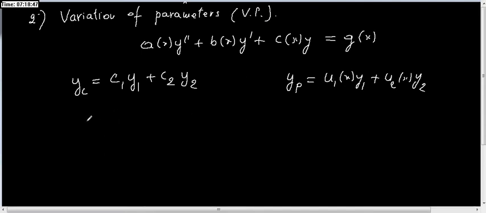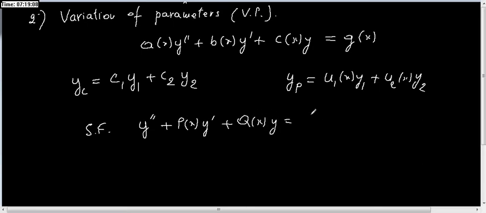When we do this, we'll have two steps. The first one is to get the standard form. The standard form of the equation is y'' + p(x) y' + q(x) y = f(x). This is done by dividing the whole equation by a(x).